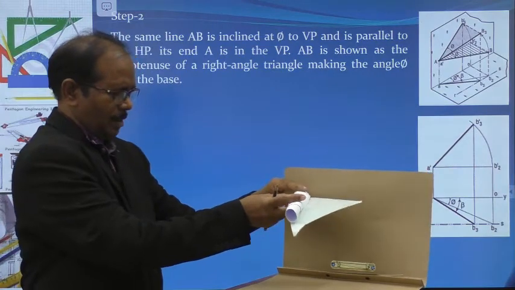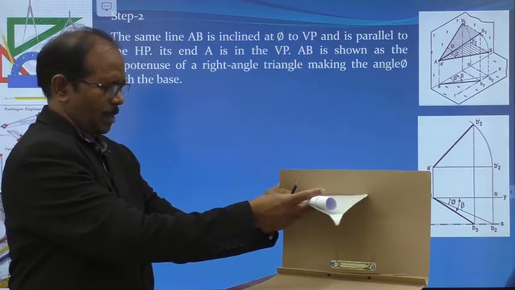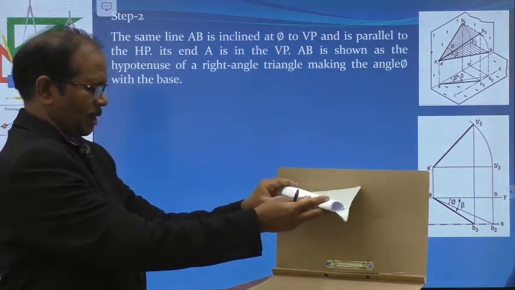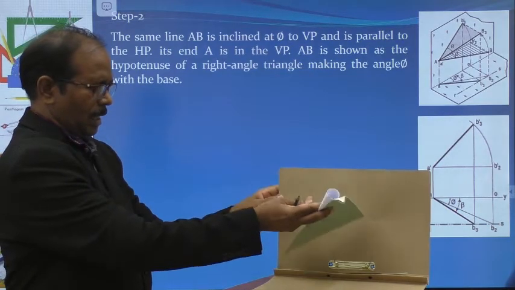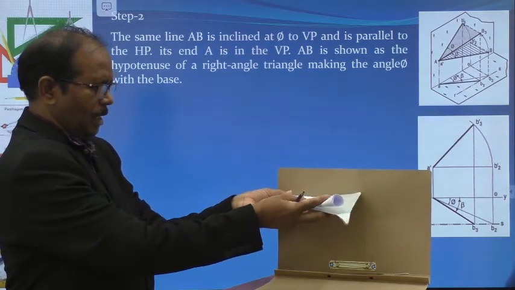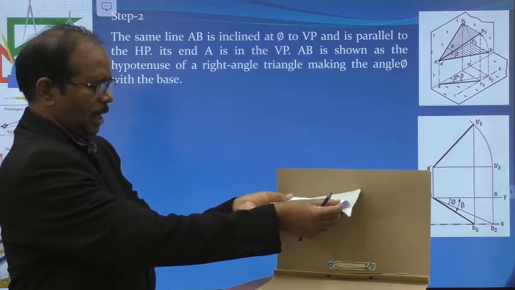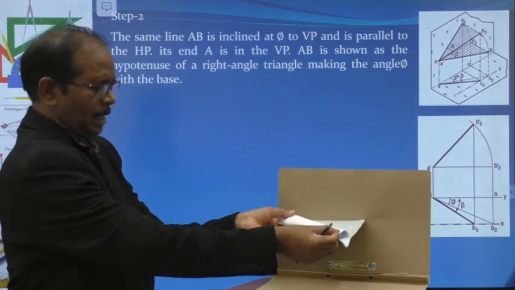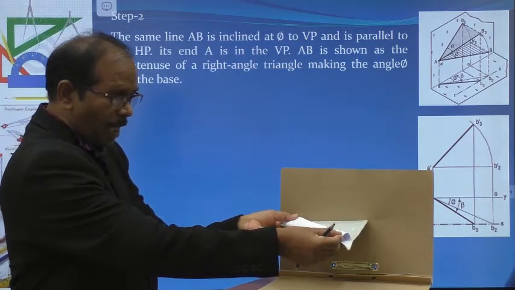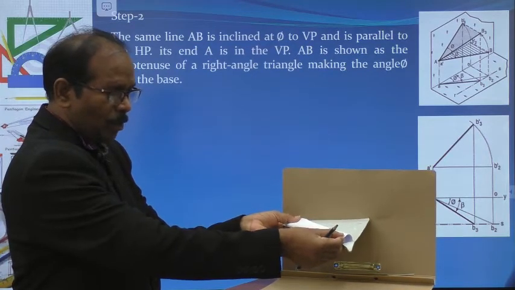Let's observe this one. Now this is the position. In this position, the line is inclined to VP and parallel to HP. Draw its front view and top view.